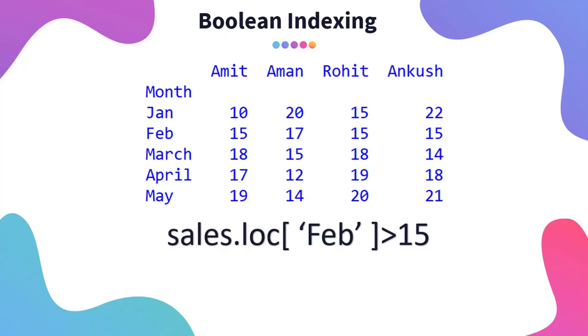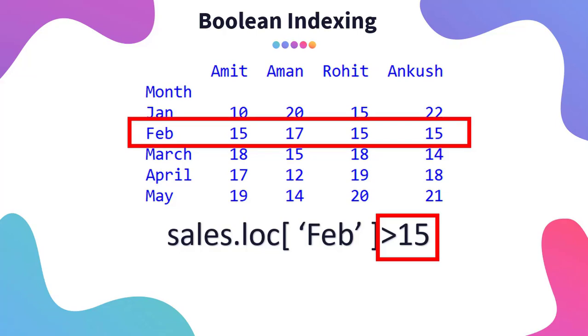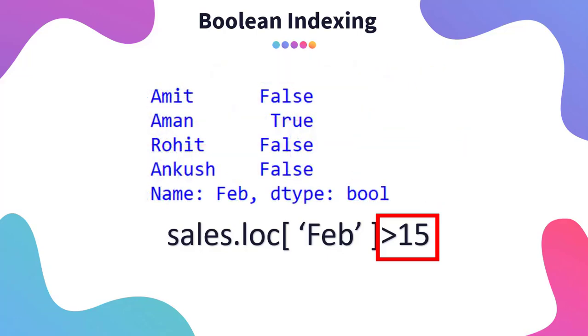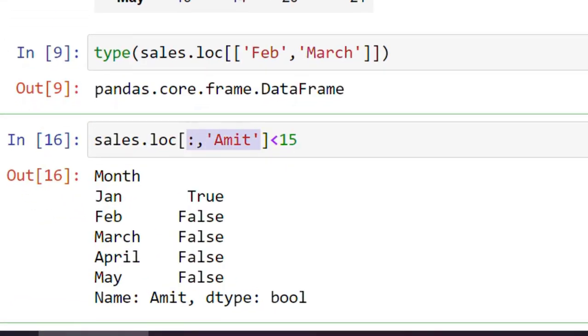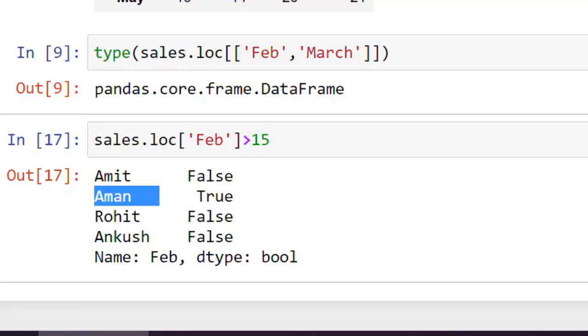Similarly, for the rows also we can do that. This simply means who has got more than 15. So if you look at this data, only 17 is more than 15, and that too for Aman. And when I run this code, it shows me true for Aman only. So I just run this code for you, and I write Feb and greater than 15, and it shows Aman true.